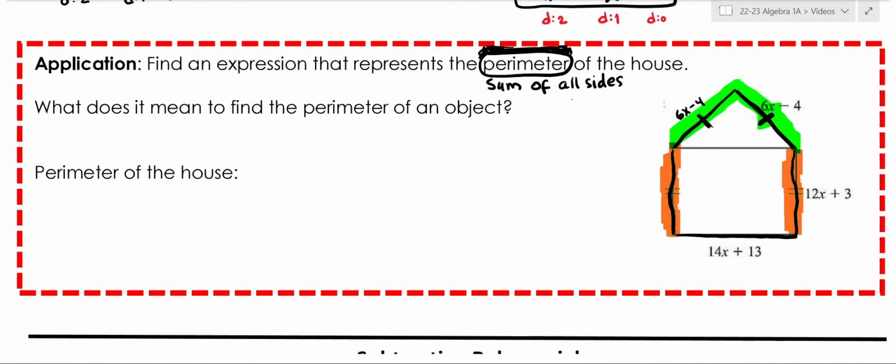Hash mark, what's a hash mark, Miss Medina? This is a hash mark. You see the double lines right here? That tells you that they have the same measurement. So if this is 12x plus 3, this one is also 12x plus 3. And then we have the bottom one right here. And that one is 14x plus 13. So to find the perimeter of the house, we need to add these polynomials.